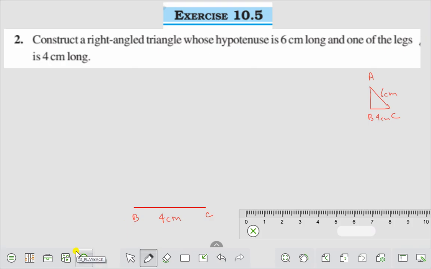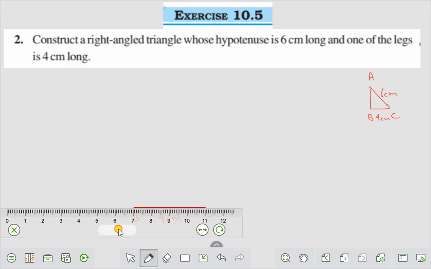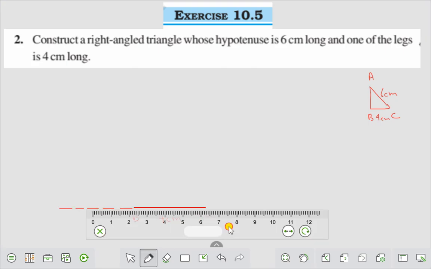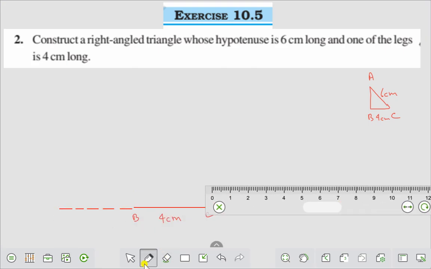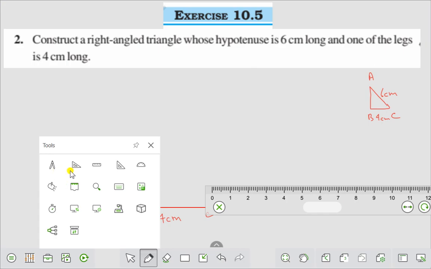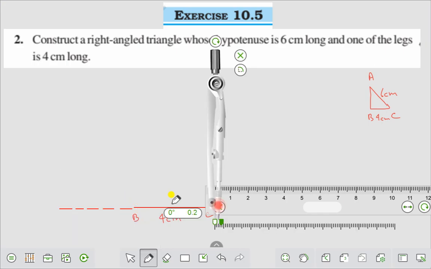Now, we extend this line. We extend that line, right? Now, with the help of compass, let us make 90 degree at point B.